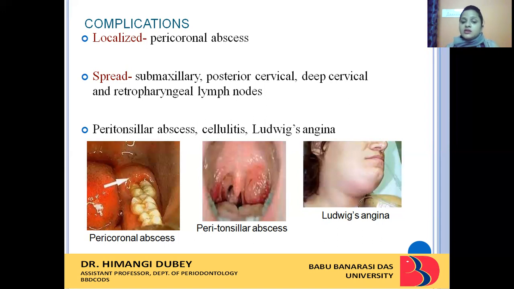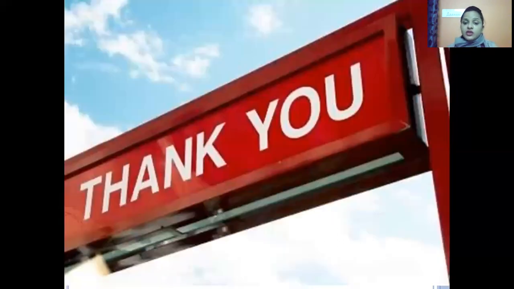Peritonsillar abscess, cellulitis, and Ludwig's angina are infrequent but potential sequelae of acute pericoronitis.